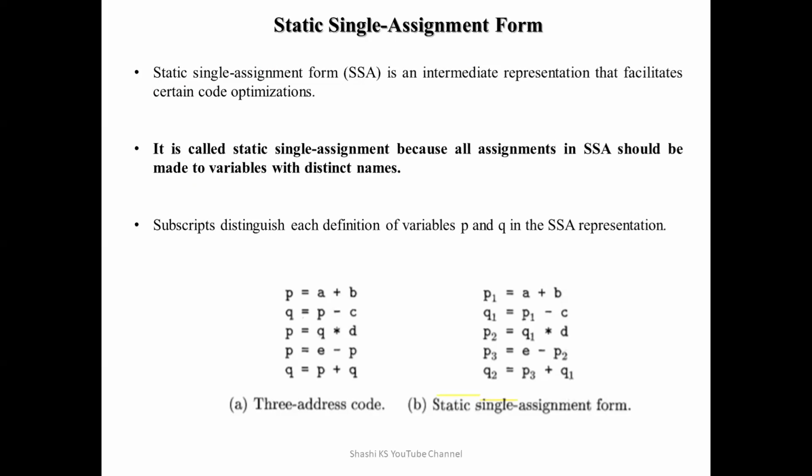Okay, for example, one example is given here. So suppose you have a 3-address code like this. The corresponding static single assignment form will look like this. Okay, so on the left hand side, you have different times in which P and Q are being used. So first, the first occurrence of P is represented as P1. So A plus B is added and it is stored in P1, and then P is replaced as P1 minus C. So here we have the first occurrence of Q. So we denote it as Q1.